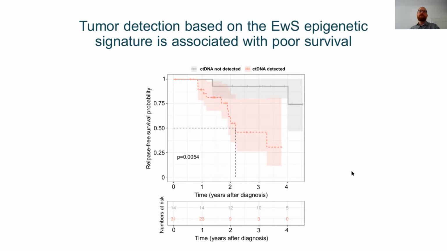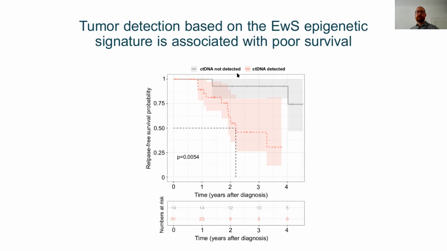As the final result that I would like to show today, we also found that the tumor detection based on the Ewing sarcoma-specific epigenetic signature, as inferred by LIQUORICE, is associated with poor survival. What we did here is we took our samples from patients with Ewing sarcoma at diagnosis and with localized disease, and split these samples into two groups: those for which we did not detect tumor-derived DNA based on LIQUORICE because the tumor content was very low, and those for which we did detect this signature.